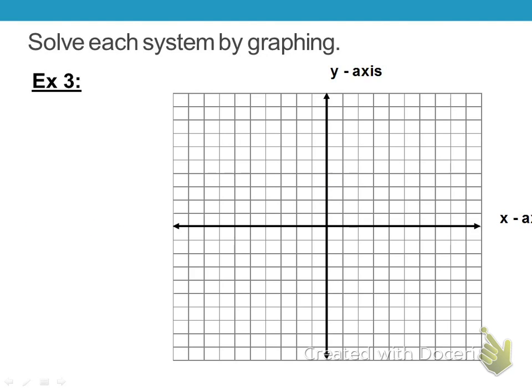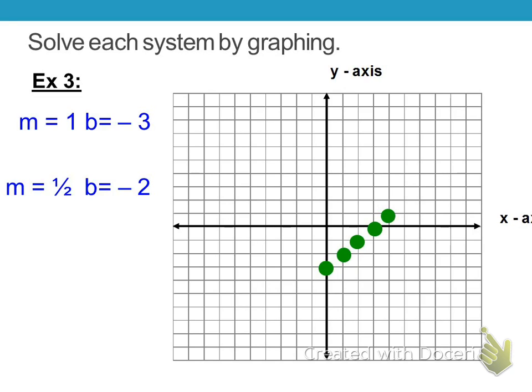Now we got to go through the actual process of graphing these. So the first line had a slope of 1 and a y-intercept of -3. So I'm going to start at -3. I'm going to go up 1, right 1, up 1, right 1, connect it with a line. Whoop, there we go. To graph the second one, I'm going to go down to -2. I'm going to go up 1, right 2, and up 1, right 2.